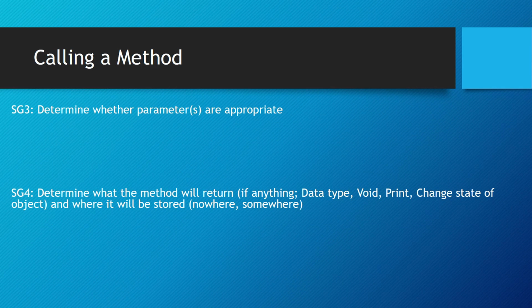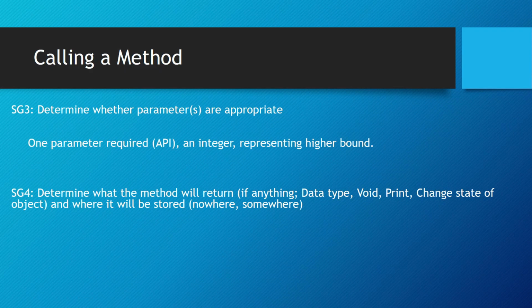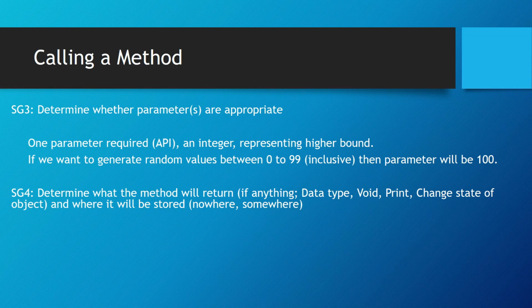For subgoal 3, we determine whether the parameters are appropriate. And as we saw, yes, one parameter is required, an integer, and it represents the highest bound that the value can take on. If we want to generate random values between 0 to 99 inclusive, then the parameter will be 100, because the higher bound parameter is exclusive of the values that can be generated.